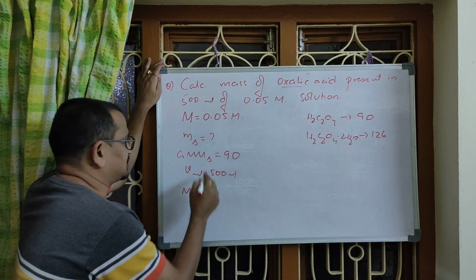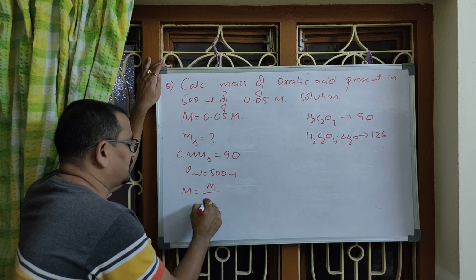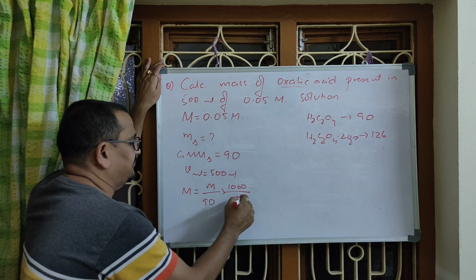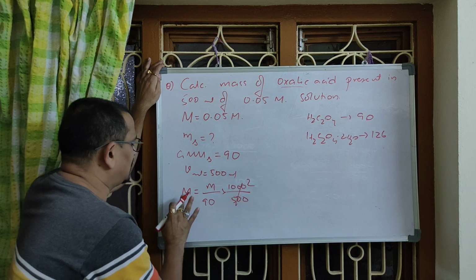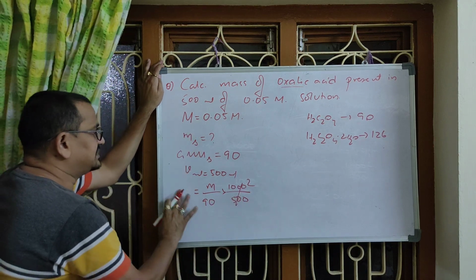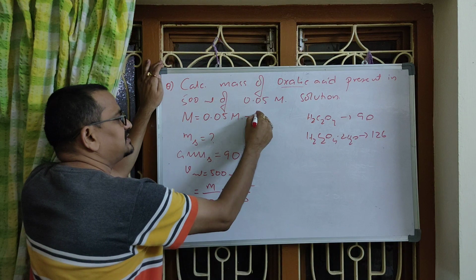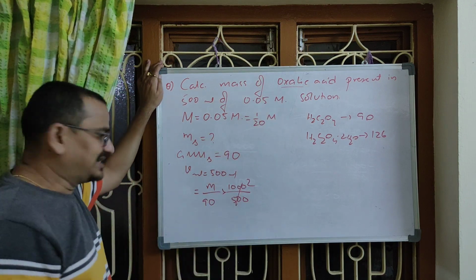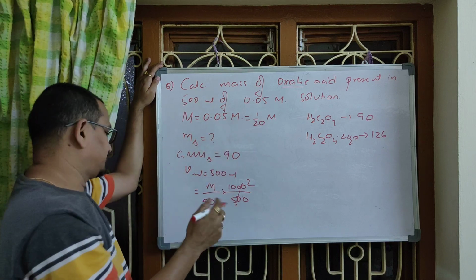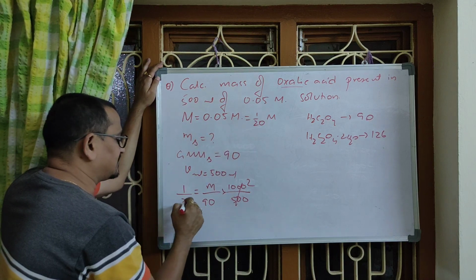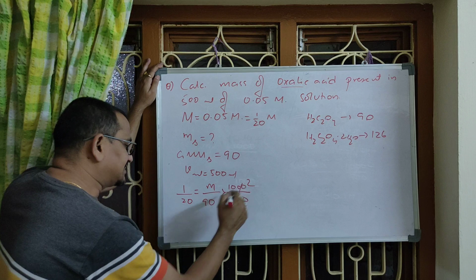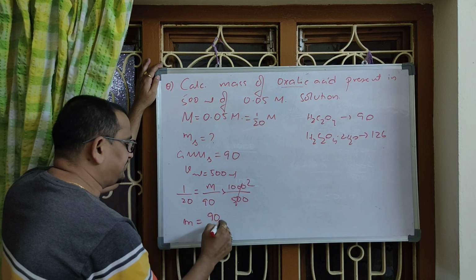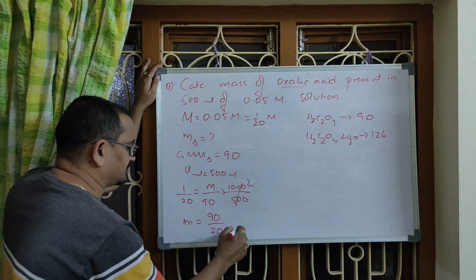Now molarity equals mass, which we don't know, by molecular mass 90, into 1000 by 500. Now this is cancelled by 2 times. Molarity is also given, 0.05. What is 0.05? It corresponds to 1 by 20 molar. So we are taking it as 1 by 20. Now this is cancelled by 2 times. Mass of the solute is 90 by 20 into 2.